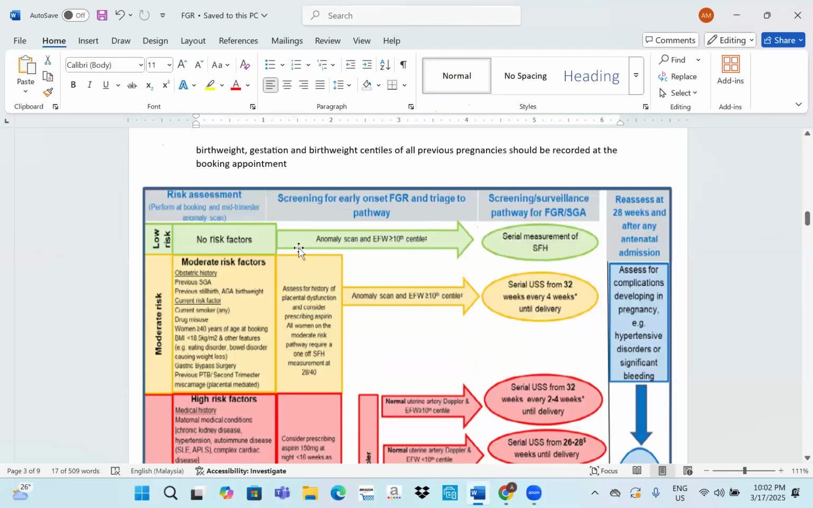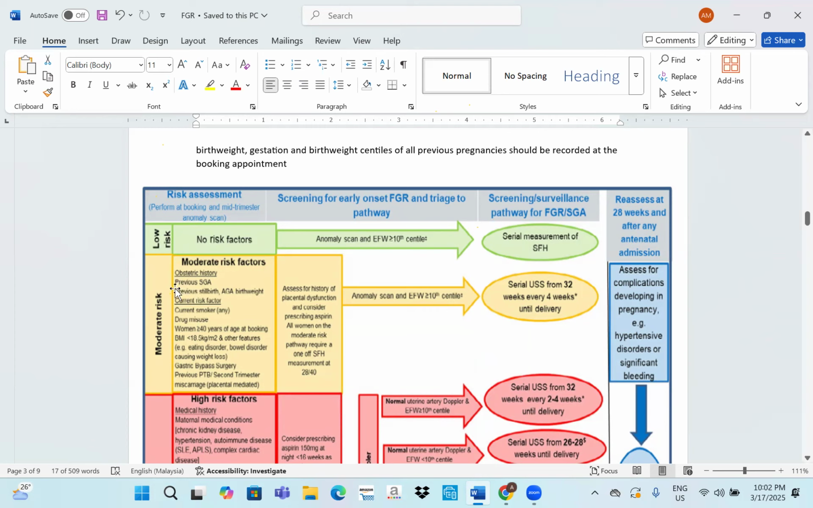If a patient with no risk factors has, on the anomaly scan, an estimated fetal weight more than or equal to the 10th centile, then this patient is subject to serial symphysiofundal height measurement starting from 24 weeks and doing it every 2 weeks. Okay, you should know this as well. You will be doing it every 2 weeks, right?